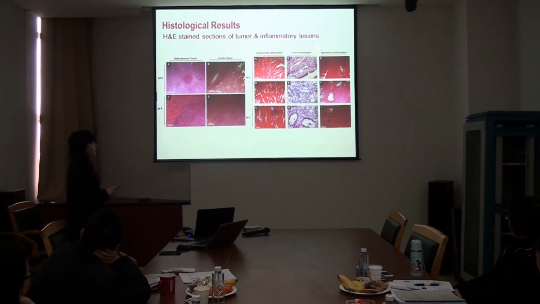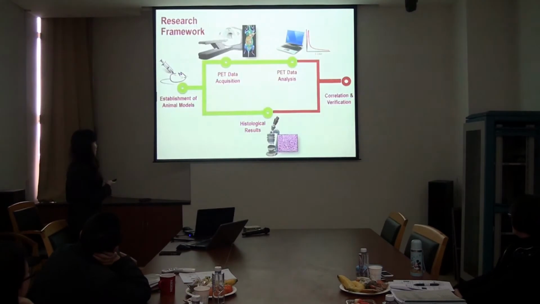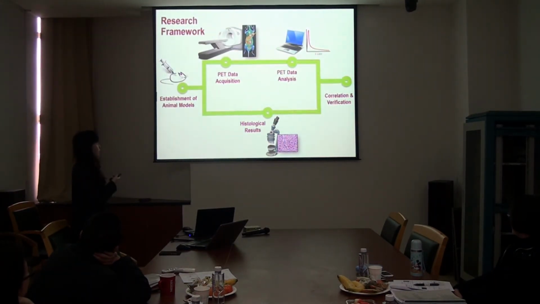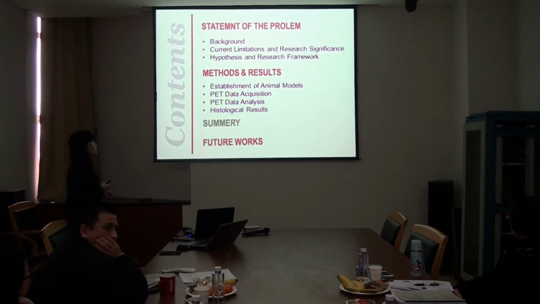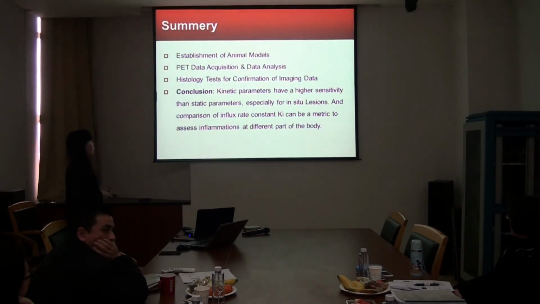And for inflammation at different body locations, we found inflammatory cell infiltration within the muscle fibers, inside the pulmonary lesions, and of course inside the liver, which represents inflammation. So based on our histological results as well as our imaging data, we found that those data can correlate and verify with each other. So to summarize, we first established the animal tumor and inflammation models and activated brown fat activity.